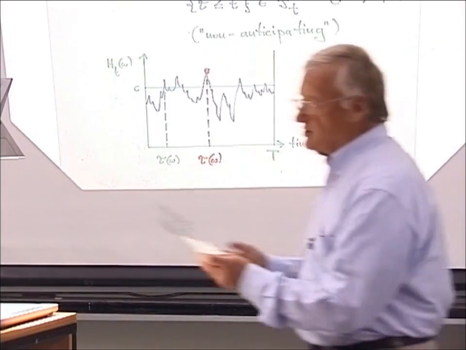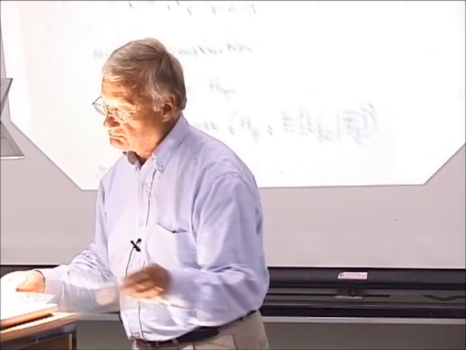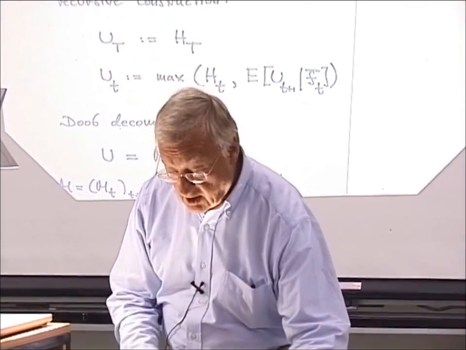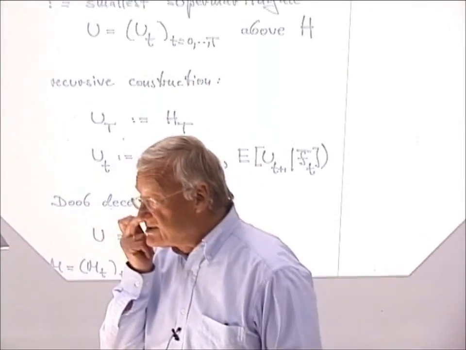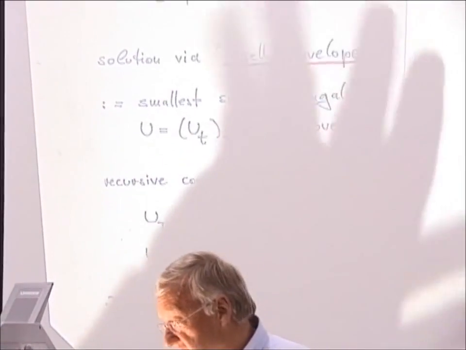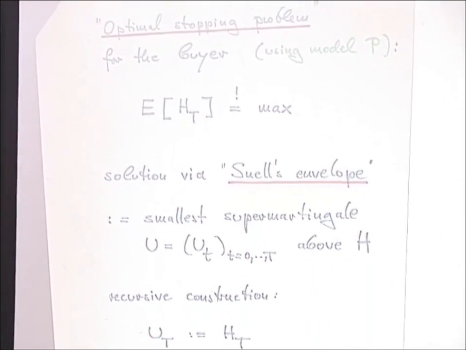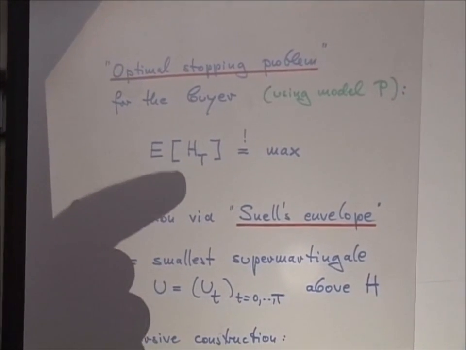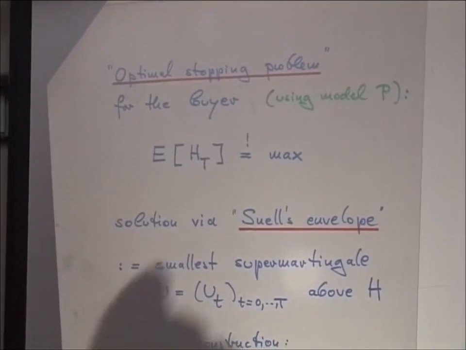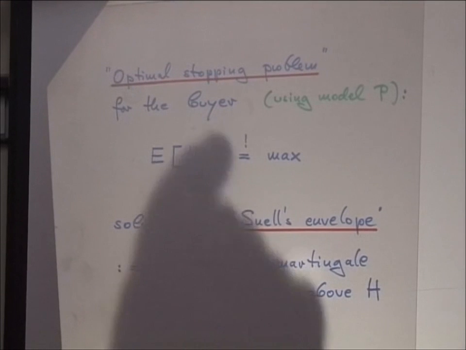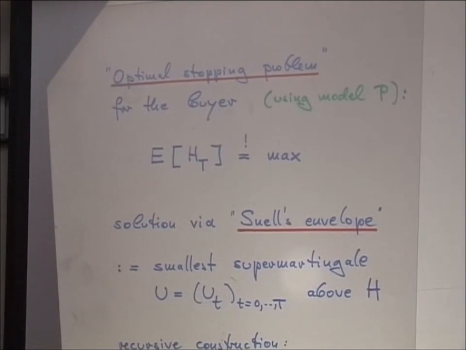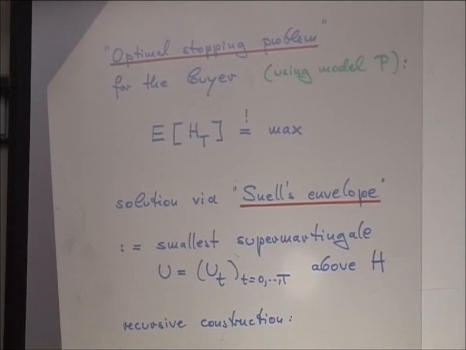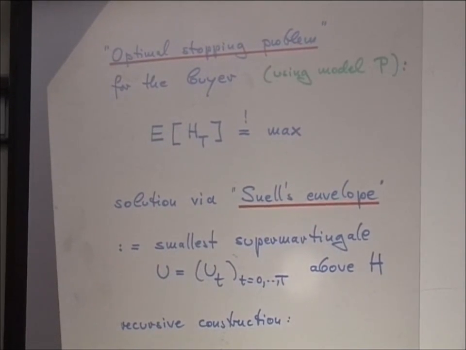So the buyer of the option now uses some probabilistic model. So let's say the probability measure P, which we wrote down to begin with, and he wants to maximize the expected payoff. So he wants to choose, this should be a stopping time, tau, such that this expectation is maximum. That's a classical problem. It's well known how the solution works here in discrete time.